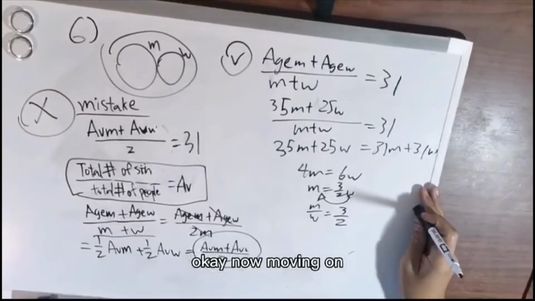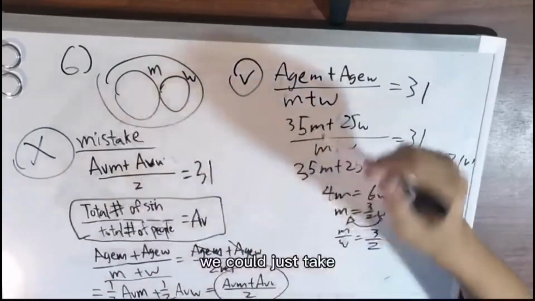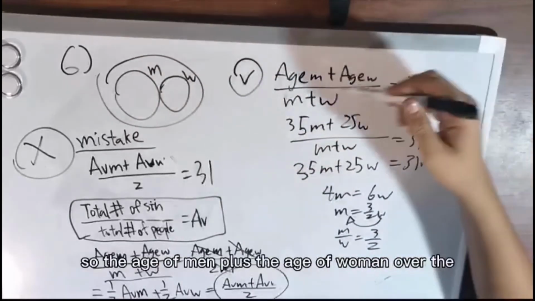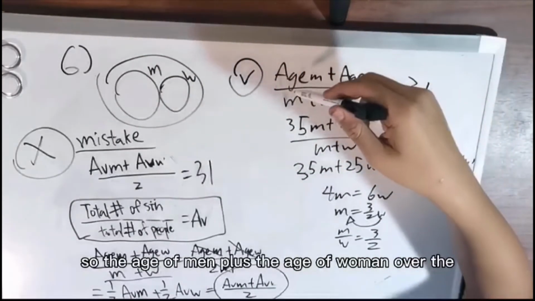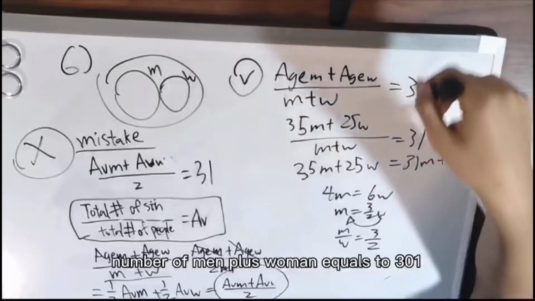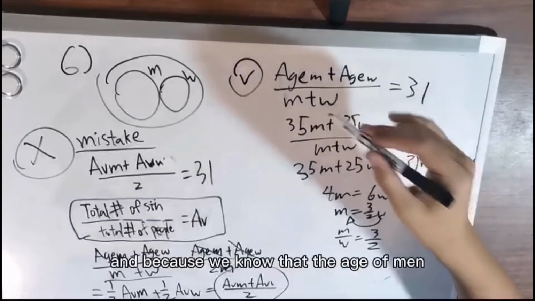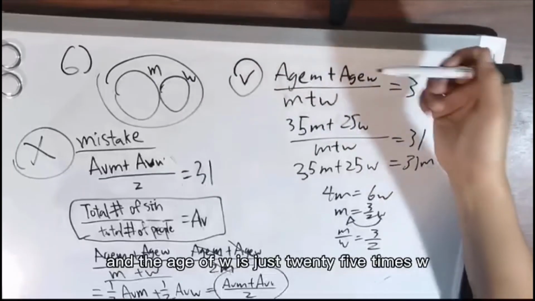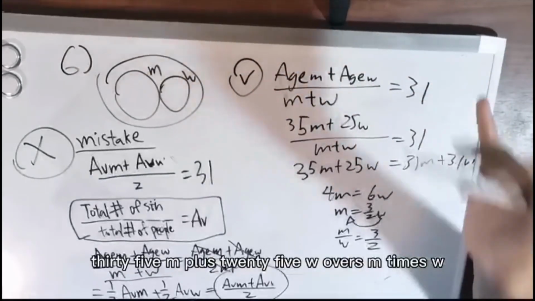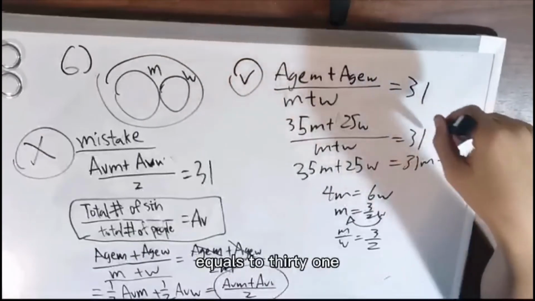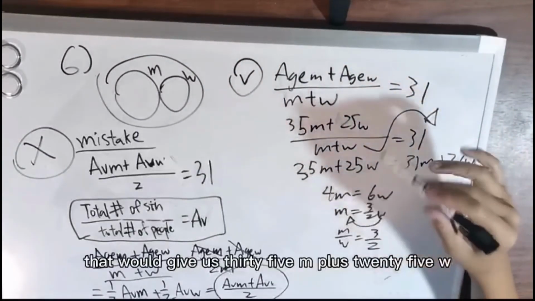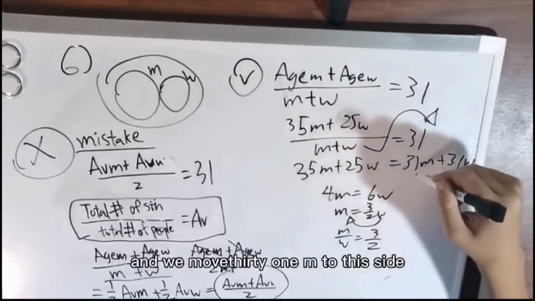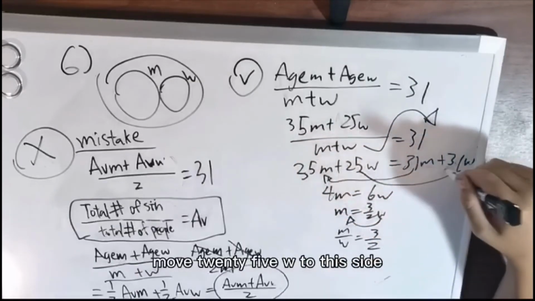Now moving on to the solution. We take our information that the average of men and women is 31. So the age of men plus the age of women over the number of men plus women equals 31. The age of men is 35 times m, and the age of women is 25 times w. So 35m plus 25w over m plus w equals 31. We move this over, and that gives 35m plus 25w equals 31m plus 31w.